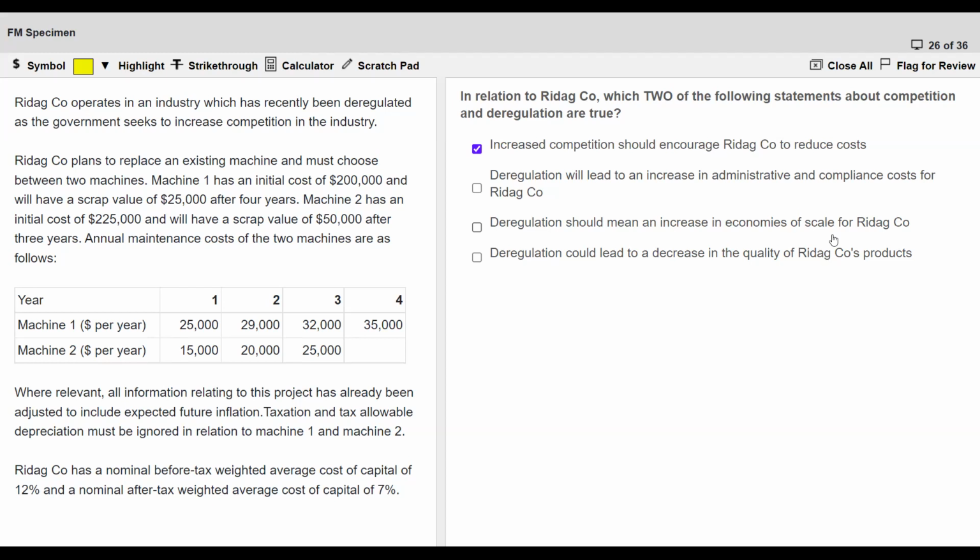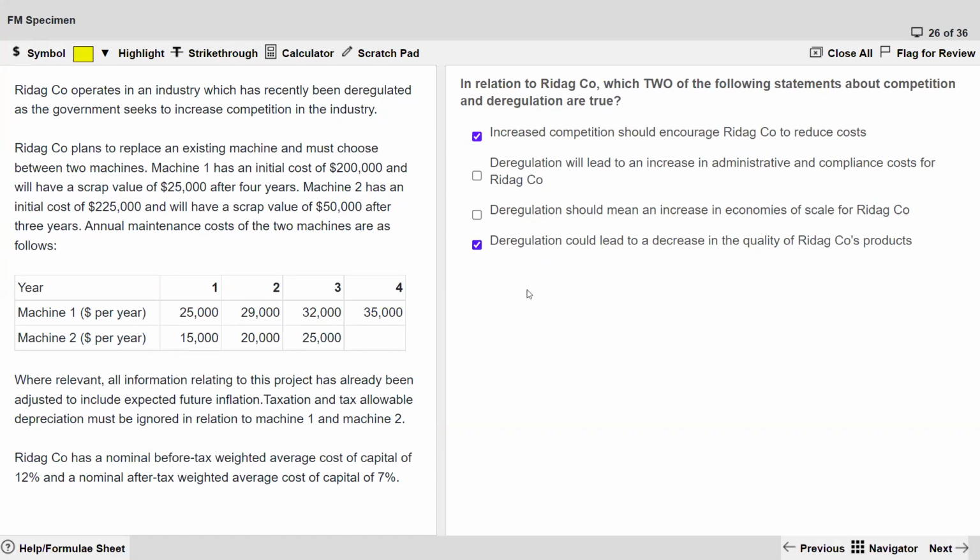Deregulation means increase in economy. That's your own decision, but that's usually in the case of regulated sector. Deregulation could lead to a decrease in the quality of the product. Yes, supervision would not be there.